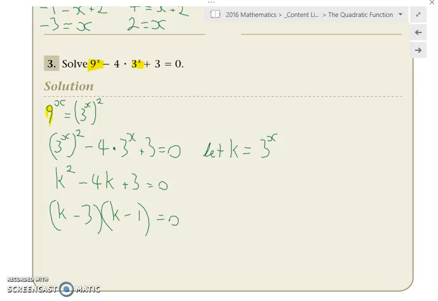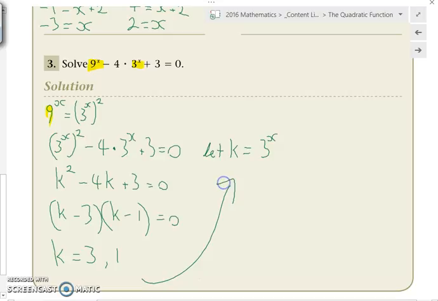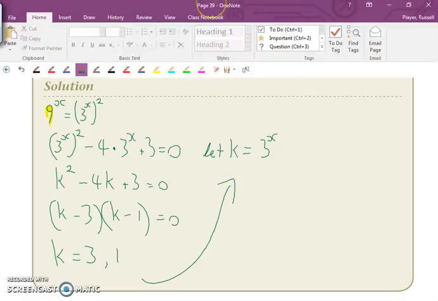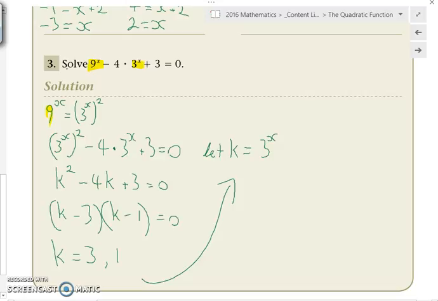So, okay, what's k equal? K equals 3 and 1. Okay, so now we've got this thing here. So we now have k equals 3 to the power of x. Therefore, 3 to the power of x equals 3. What would x have to be to make 3 to the power of something be 3? Perfect. So x equals 1.